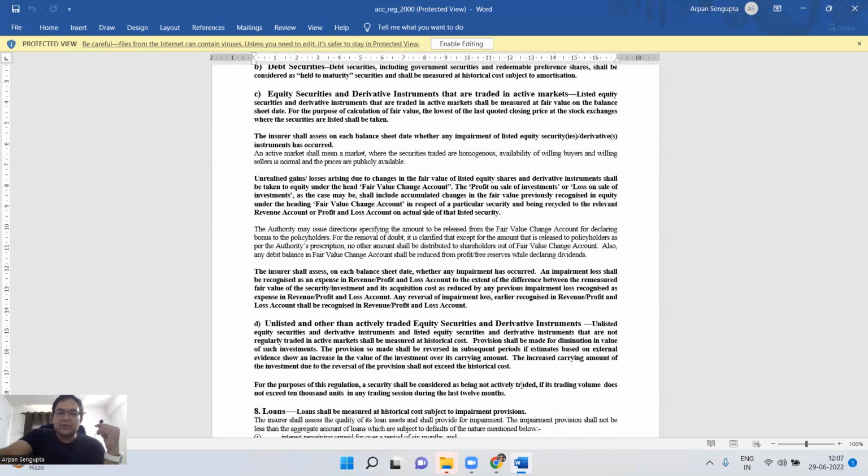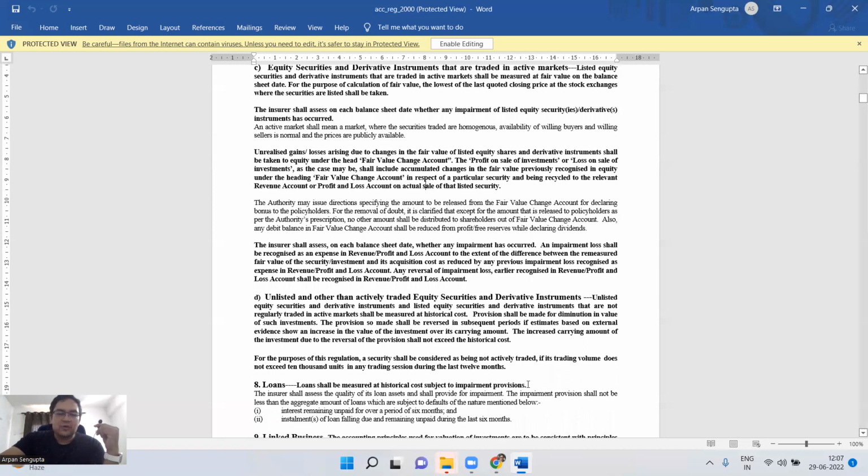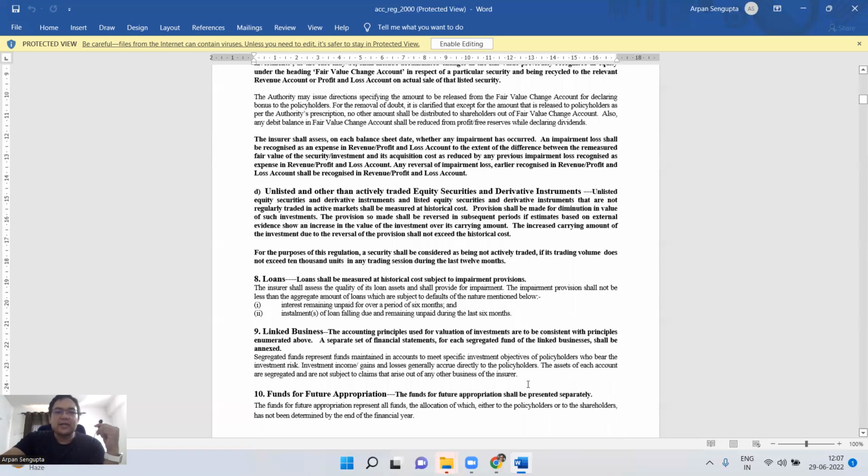FFA is something that we have discussed for participating business. It is the portion which is equivalent to the free capital of a non-participating business. FFA is something whose distribution to the shareholder or policyholder is not determined by the end of the financial year. It's the fund for future appropriation. So this is the regulation.